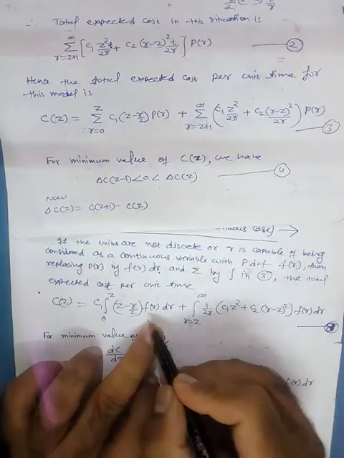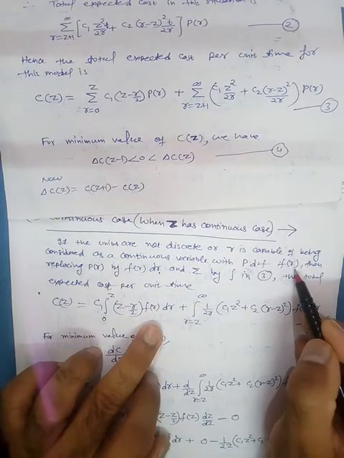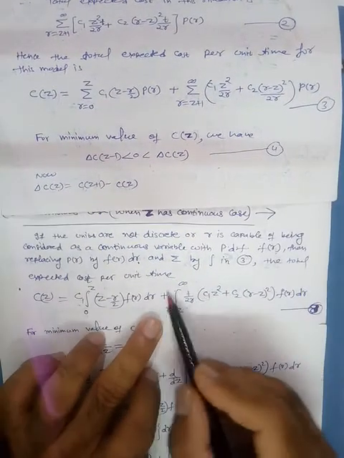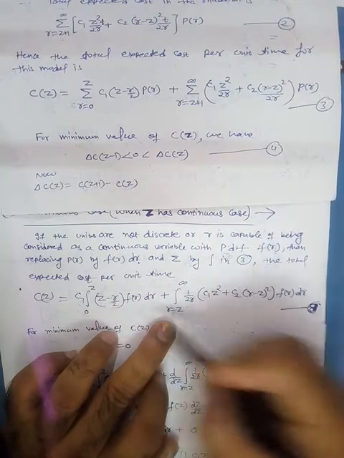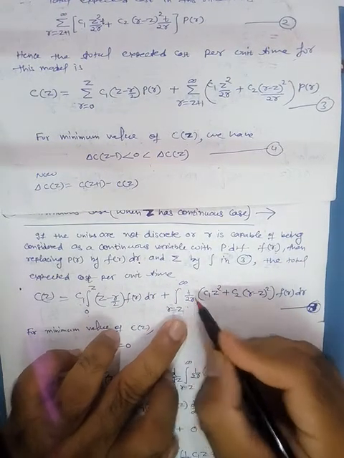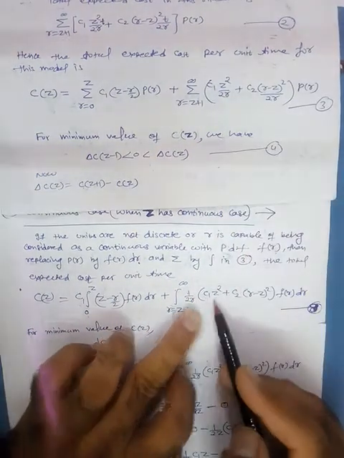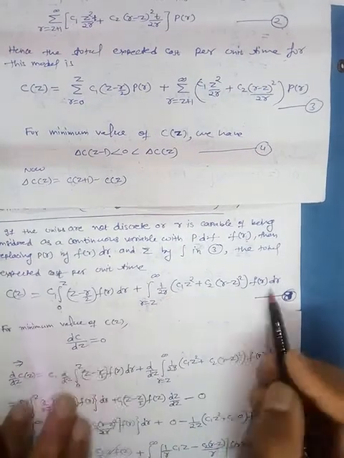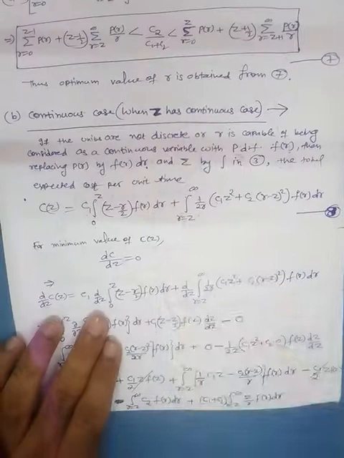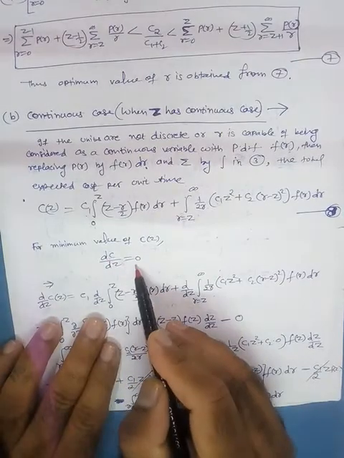Pr is replaced by fr. fr is our probability density function. Fine. So fr dr plus, here in place of z plus 1, for maintaining the continuity, r is z to infinity, 1 over 2r, C1 z square plus C2 (r minus z) whole square fr dr. So this is our cost. So now for the minimum cost, dC by dz should be 0.